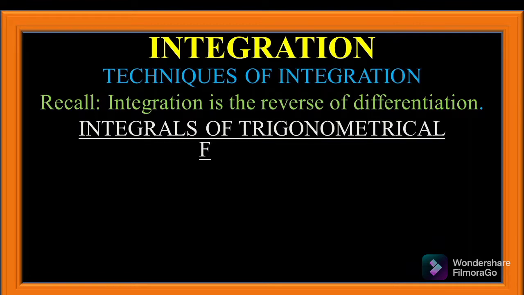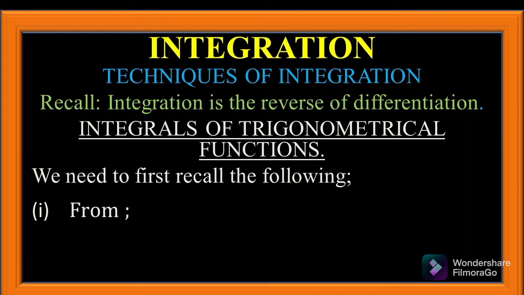Now, from the ideas of differentiation that we already have, let us begin by recalling the following. Roman 1, from the derivative with respect to x of cos x, which is given by negative sine x, if we integrate both sides with respect to x, we expect that at the end of the day we can make the integral of sine x the subject.